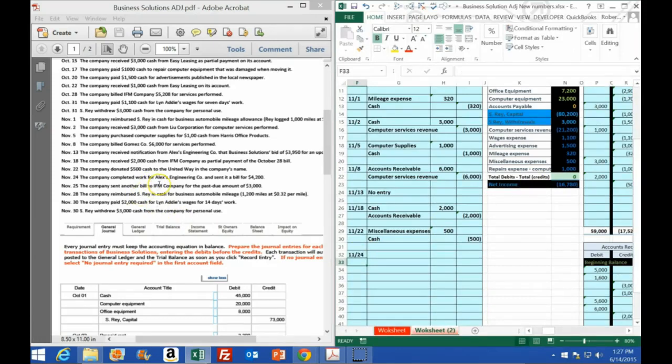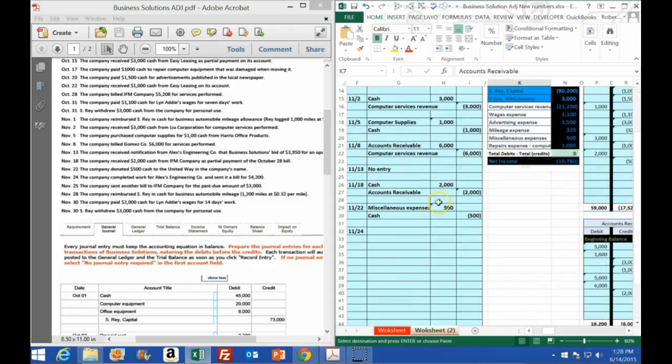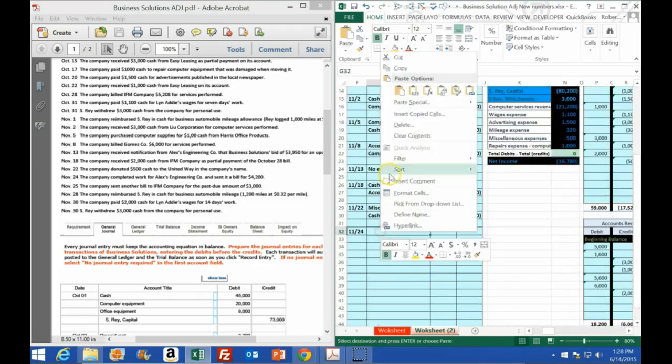The company completed work for Alex's engineering company and sent the bill. Okay, is cash affected? In this case, no, because we just billed it. We didn't actually get the cash yet. Therefore, we did get something. We got an IOU for the work we did, and the IOU is the receivable account. It has a debit balance. People owe us more money, therefore it should go up. How do we make something go up? We do the same thing to it, which in this case would be another debit.